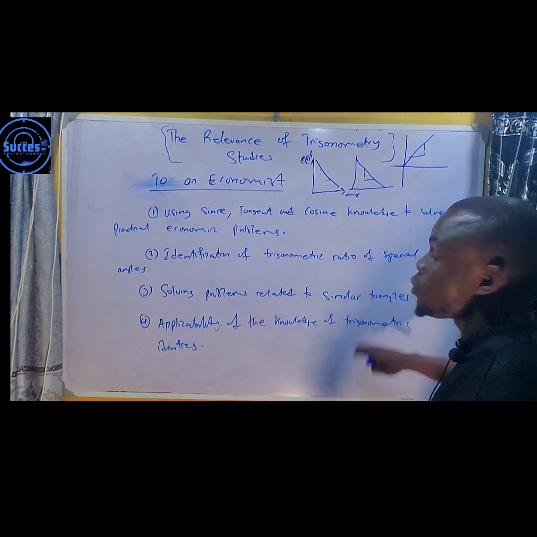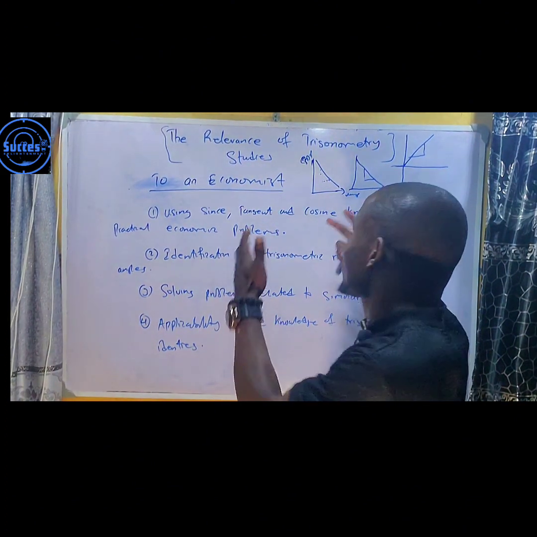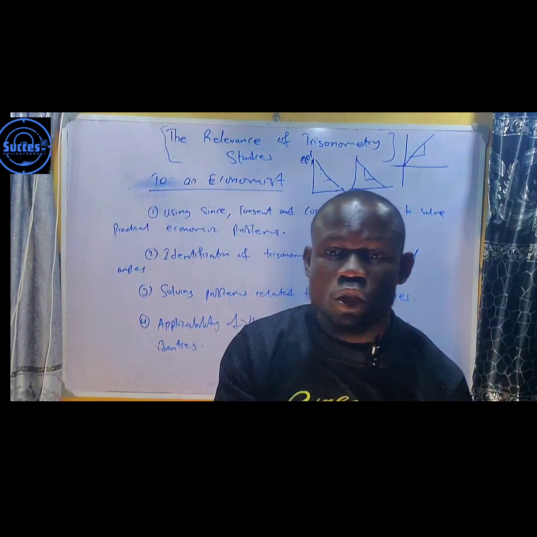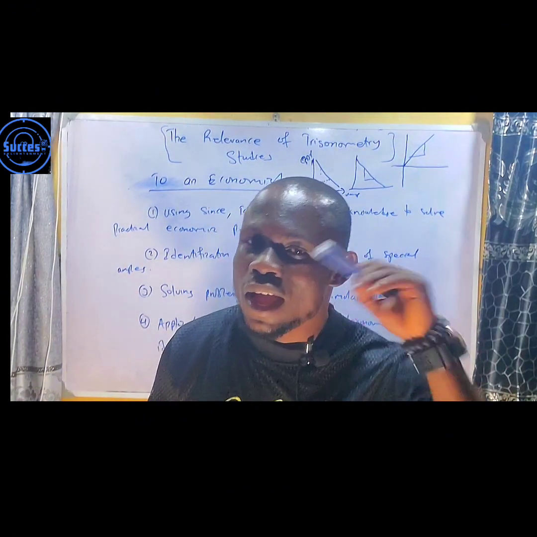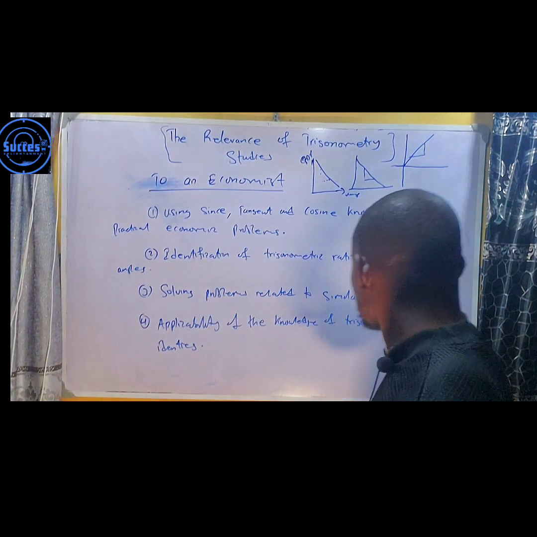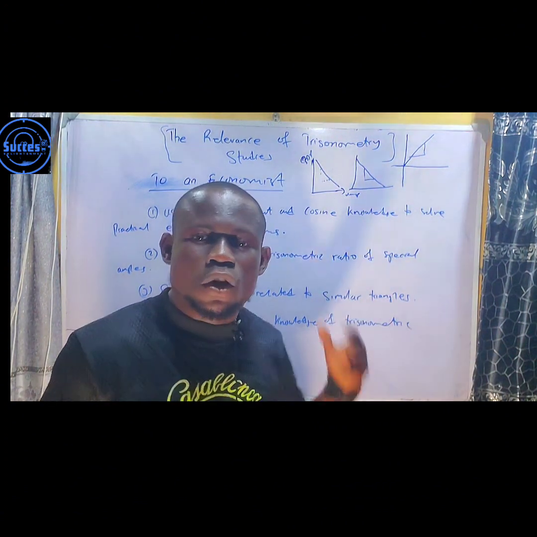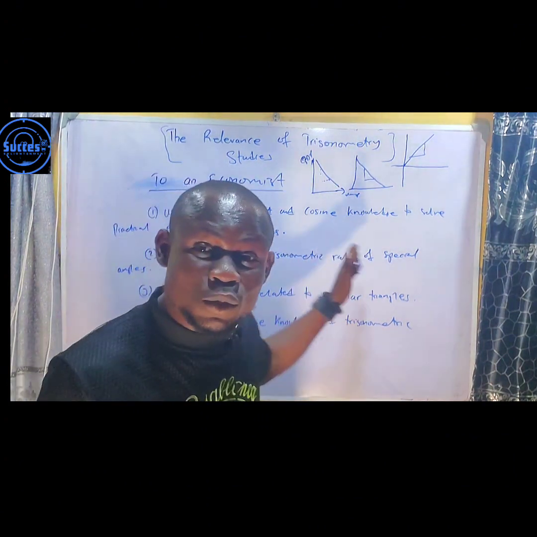Also, solving problems related to similar triangles. One basic discussion in trigonometry is how you can solve problems related to similar angles. Don't forget we talked about special angles, now we talk about similar angles. This is very important in economics.